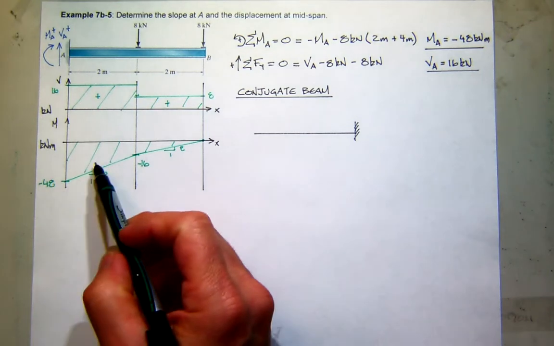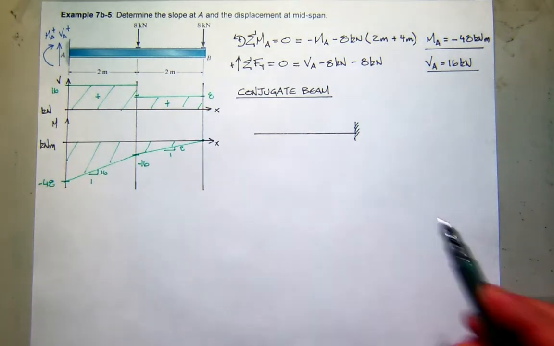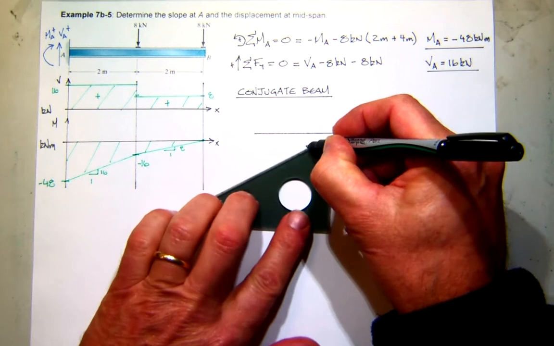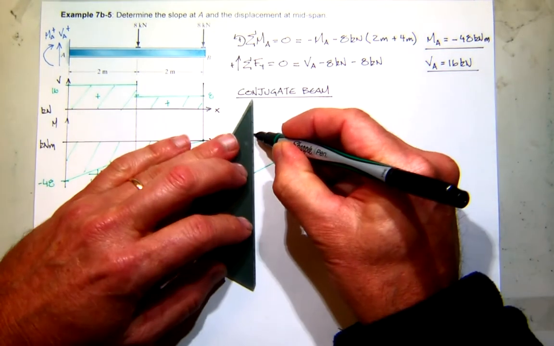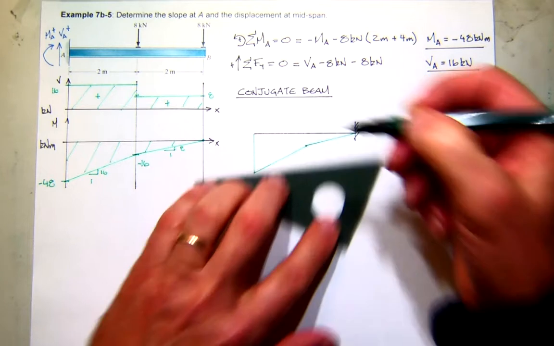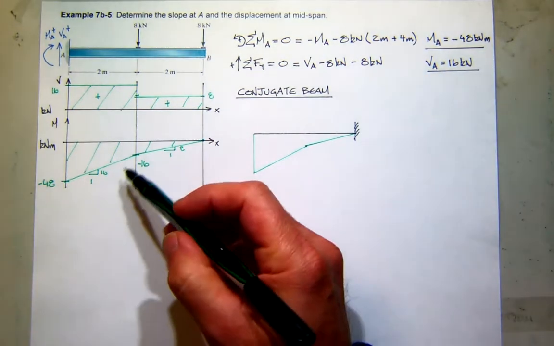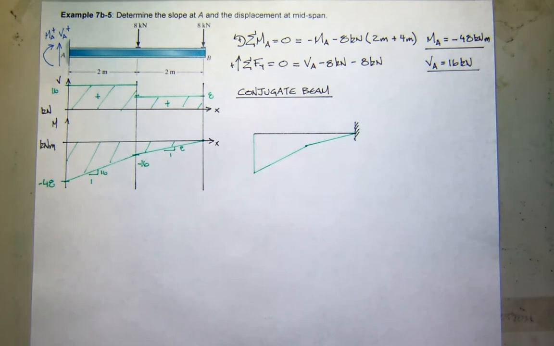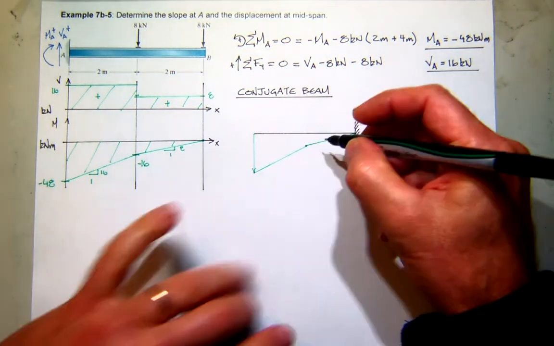Now what I like to do is just take my moment diagram and lump it right on it. So I'm going to do that. Now this moment is positive or negative? Negative. So what is a negative force, up or down? Down. So this is going to be down.